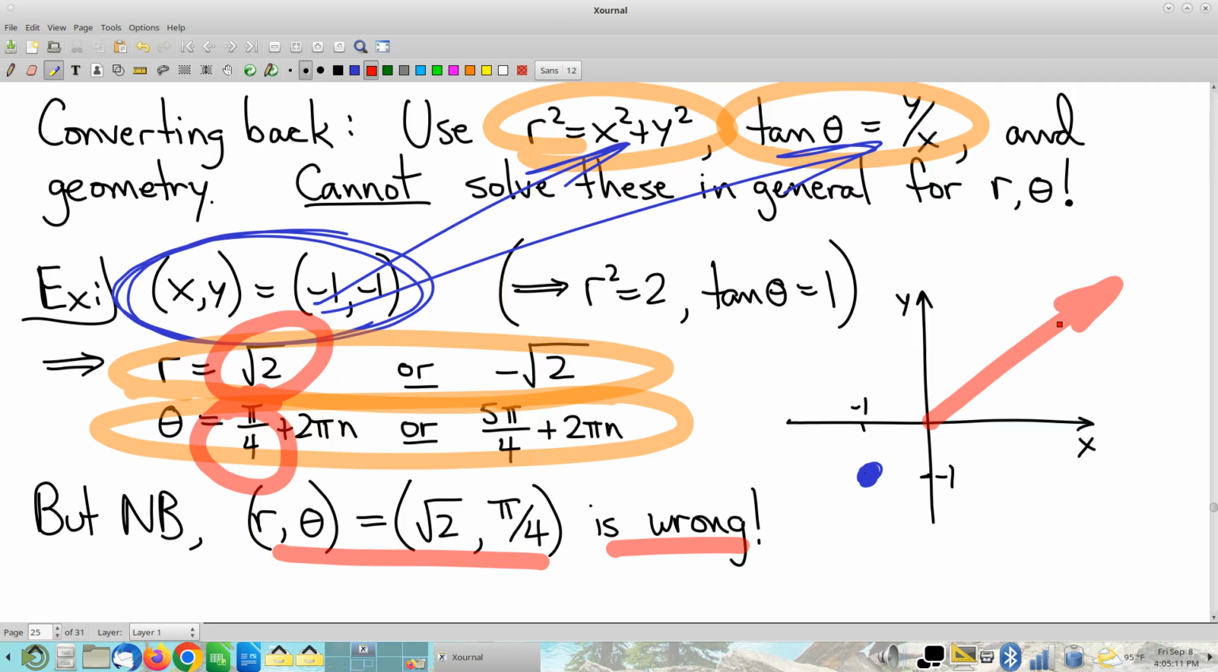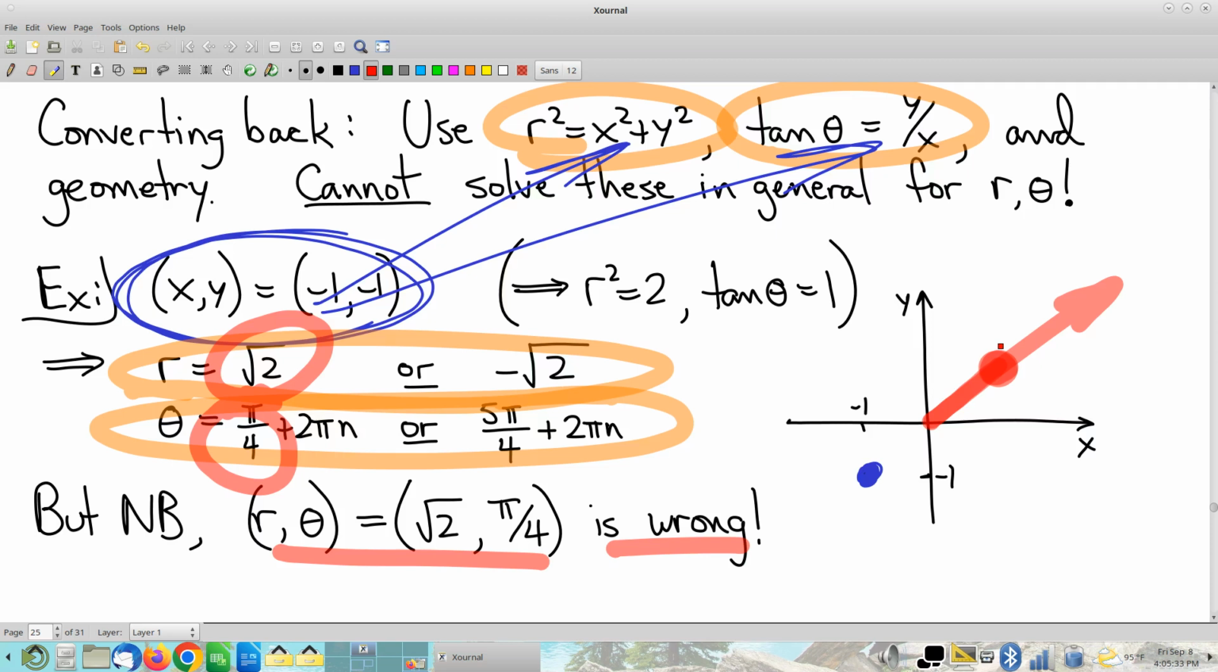Right? R equals square root of 2 means go a distance of square root of 2 in that direction, and that gets you to, yes, this point right here, which is not the point that we were interested in. Does everybody see what happened there? I mean, it just isn't.